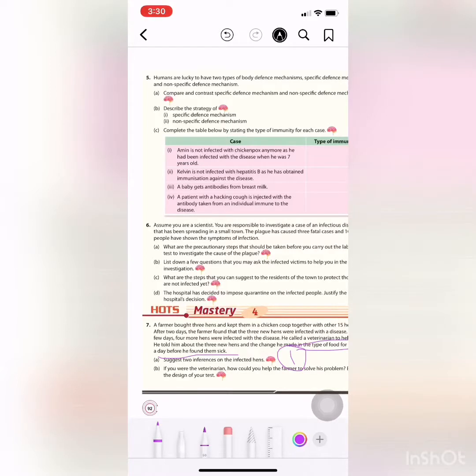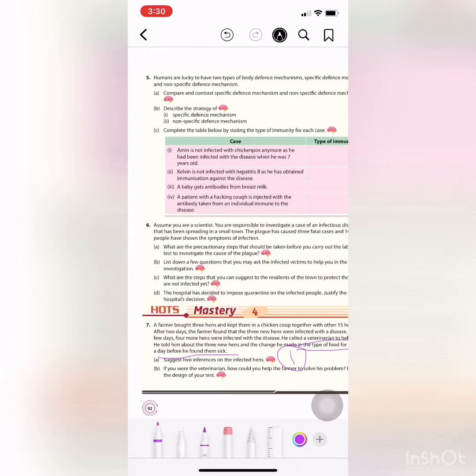Okay, suggest 2 inferences on the infected hens. If I rephrase the question, it could sound like, why did the hens fall sick? So you give me 2 reasons why the hens can fall sick. The first one you can say, we don't know, but maybe the type of food they ate made them fall sick. Maybe the food is infected, or maybe the food caused them an allergy, just like us human beings.